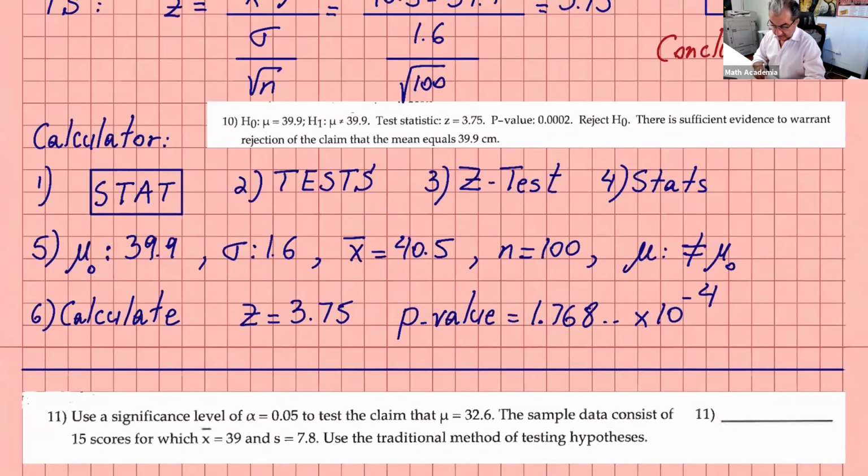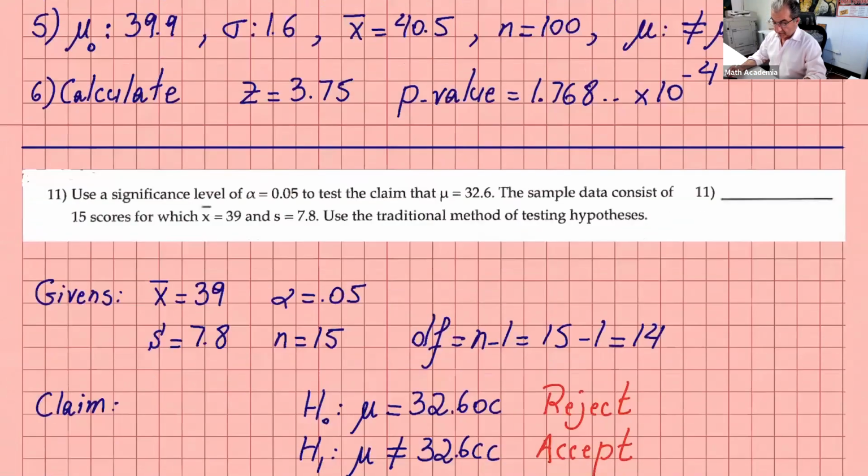Number 11, use a significance level alpha equals 0.05 to test the claim mean mu equals 32.6. The sample data consists of 15 scores where X bar is 39 and S is 7.8. Be very careful here. We are seeing S. If you are seeing S, that means automatically this will be a t-test. So I put the givens for you.